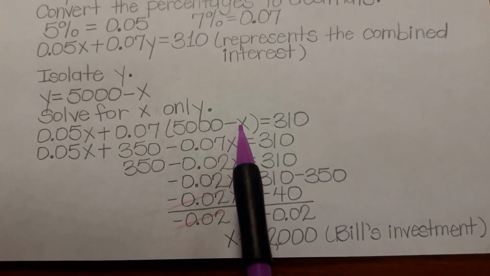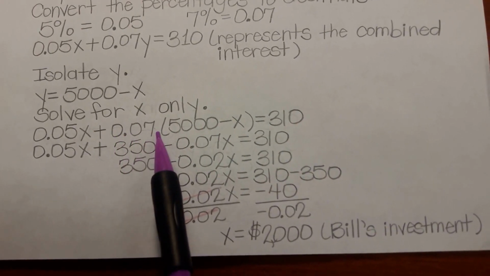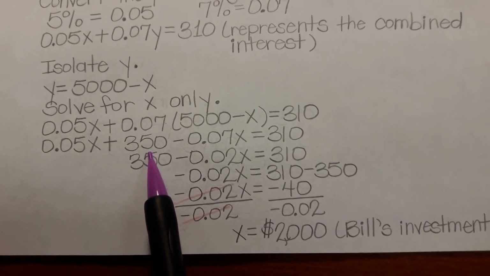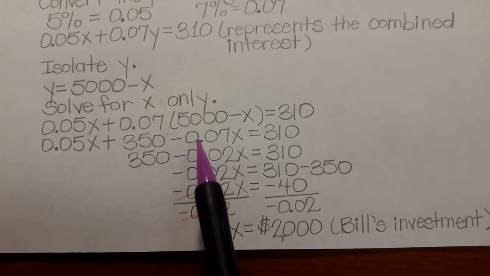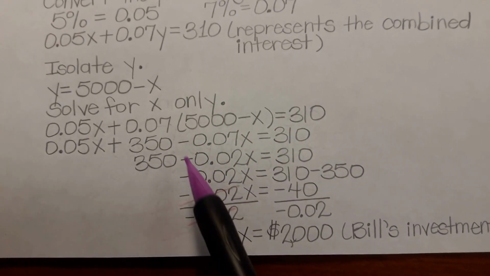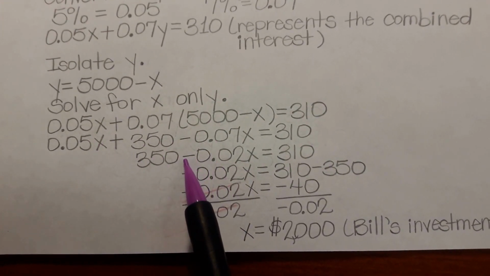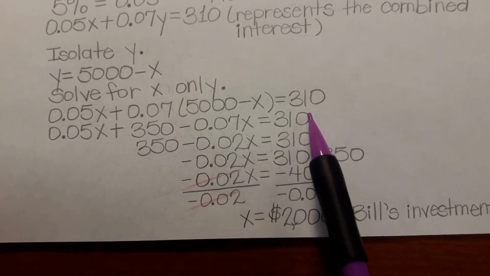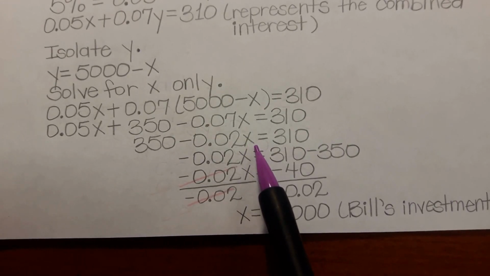I want to do the distributive property again. So when I take 0.07 and multiply by 5,000, that gives me 350. And then 0.07 times negative x is minus 0.07x, and that equals 310. So combine like terms. These 2 terms combine to give me negative 0.02x, bring down the 350, bring down the 310. My goal is to solve for x.